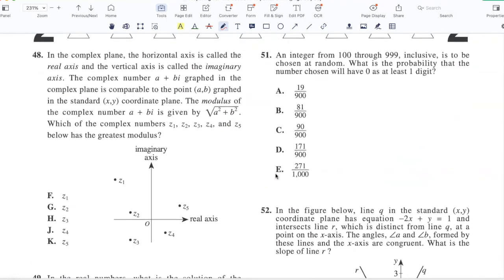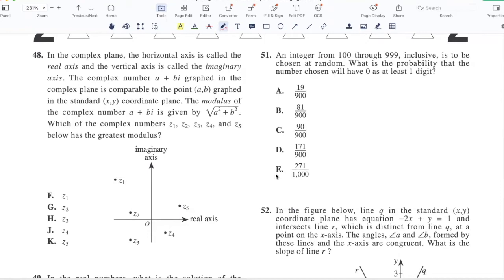In the complex plane, the horizontal axis is the real axis and the vertical axis is the imaginary axis. The complex number a plus bi graphed in the complex plane is comparable to the point a comma b graphed in the standard plane. The modulus of the complex number is given by square root of a squared plus b squared. Which of the following complex numbers has the greatest modulus?